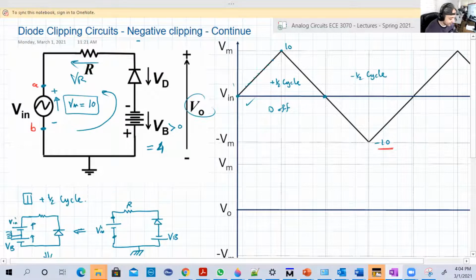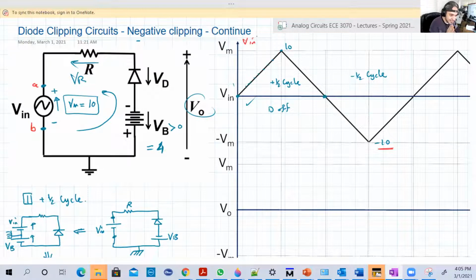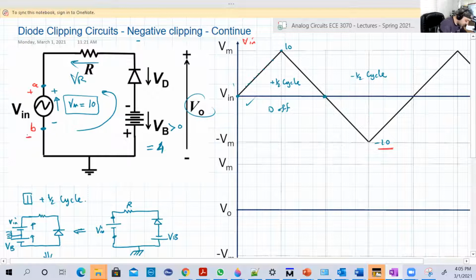Okay. When you draw the input like this, you assume that the direction of the input voltage is the same all the time. And what does that mean? That means that you assume all the time that this is the positive and this is the negative. You assume all the time that A must be greater than B. Okay? So in the positive half cycle, this is understandable.